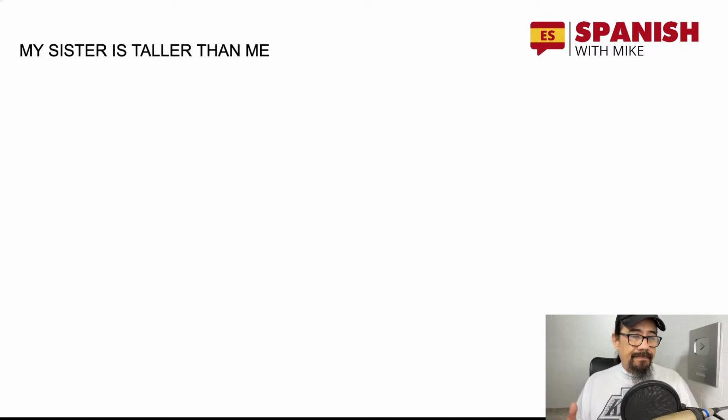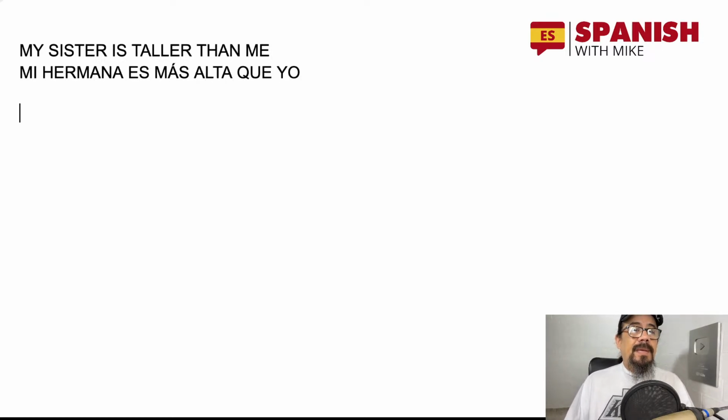So, mi hermana es taller. Remember, in Spanish, we always use a structure which is, in this case, más alta que yo. Mi hermana es más alta que yo. My sister is taller than me.